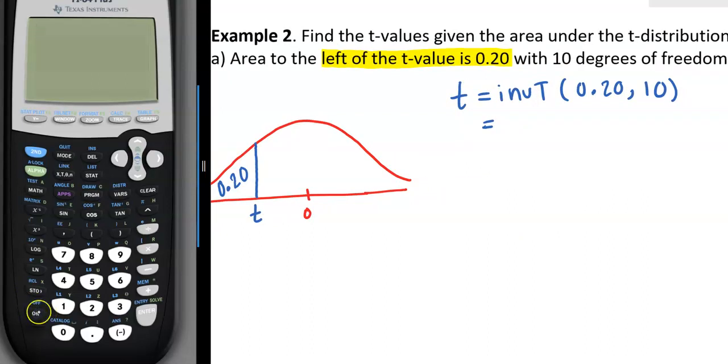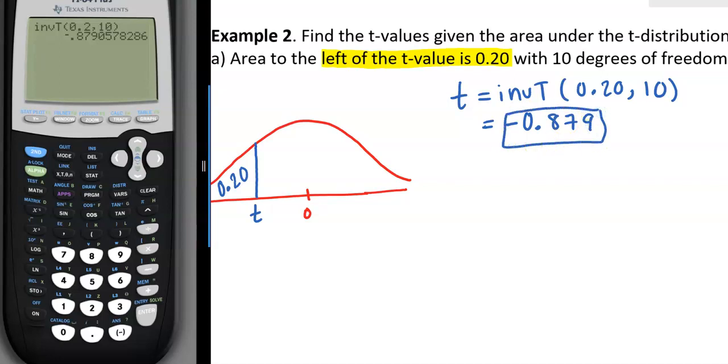Go ahead and turn this on first. All right, so we're going to go to second vars, and right there is where we found the inverse norm earlier to find z critical values, but now we're going to use inverse t to find t critical values. Click enter. It's going to need the left tail, or area on the left. So we're going to type 0.20, and then the degrees of freedom, which in this case are 10. And so the t is negative, which makes sense because the t is on the left hand side of 0. It is negative 0.879, rounding to 3 decimal places, and that's our final answer, and we're done.